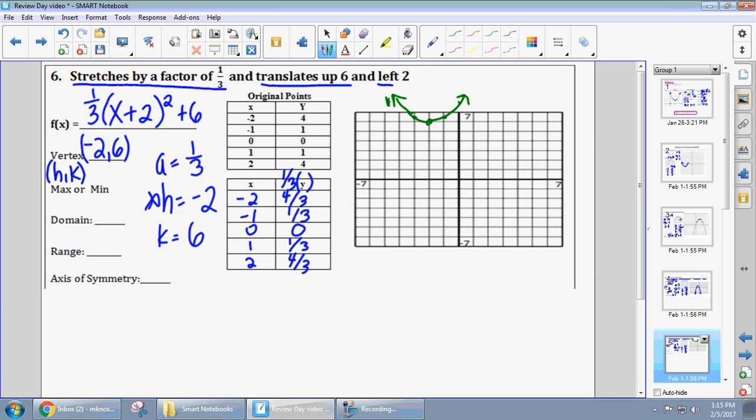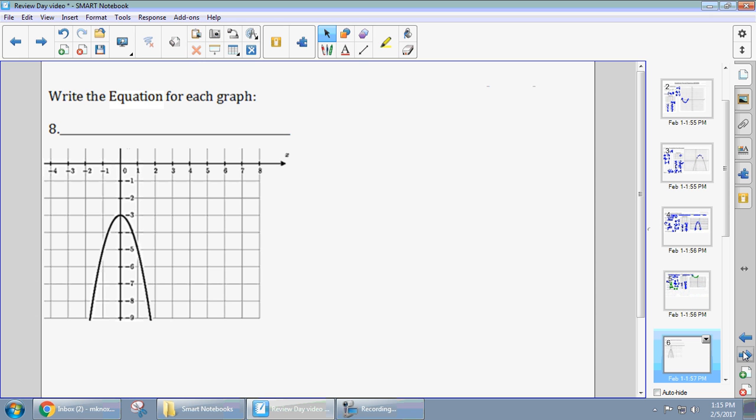There we go. Okay, so do I have a max or a min? I have a min. My domain is all real numbers. My range this time, y is going to be greater than or equal to 6, and my axis of symmetry is x equals -2. Okay, y'all can do number 7. And then we're going to do the even numbers, 8, 10, and 12 on the next page.